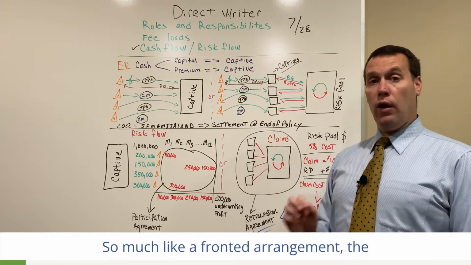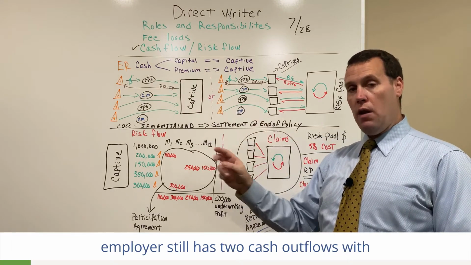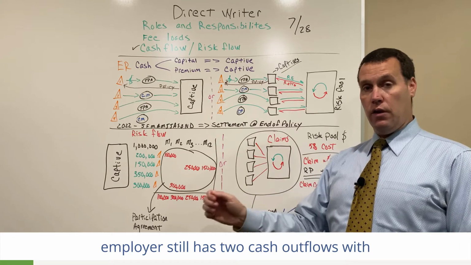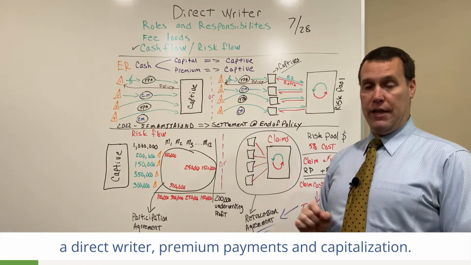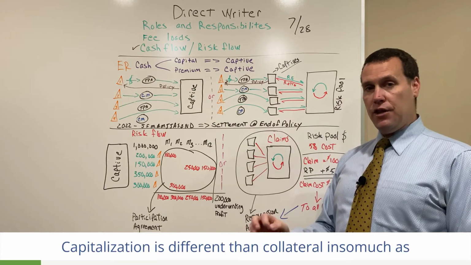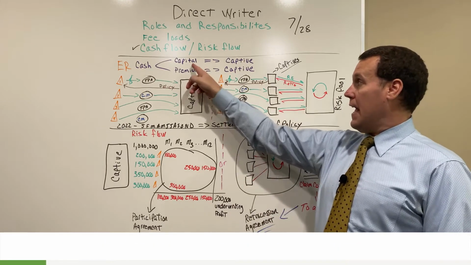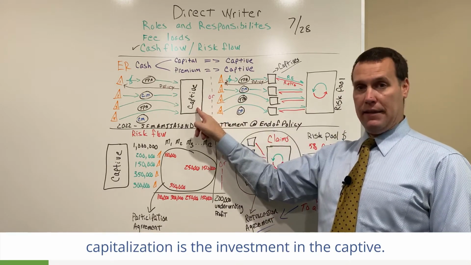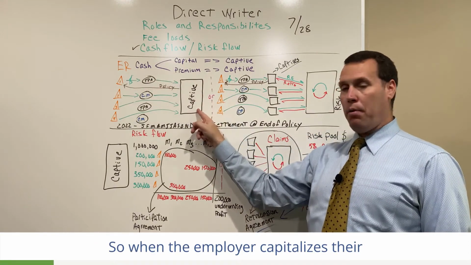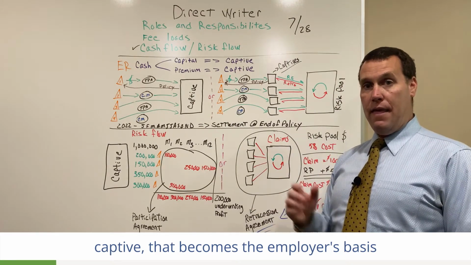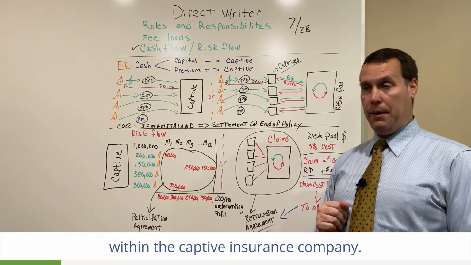So much like a fronted arrangement, the employer still has two cash outflows with a direct writer: premium payments and capitalization. Capitalization is different than collateral in so much as capitalization is the investment in the captive. So when the employer capitalizes their captive, that becomes the employer's basis within the captive insurance company. Okay?